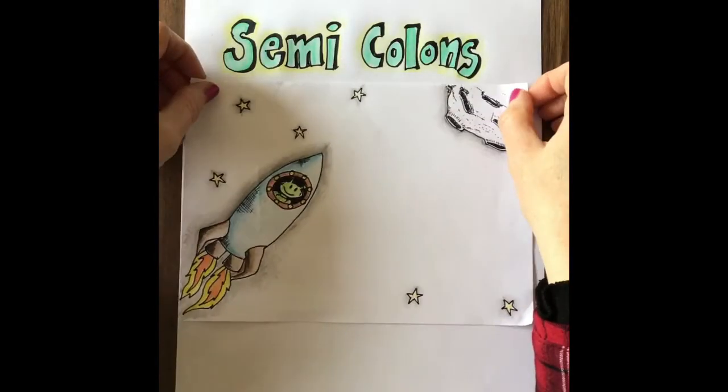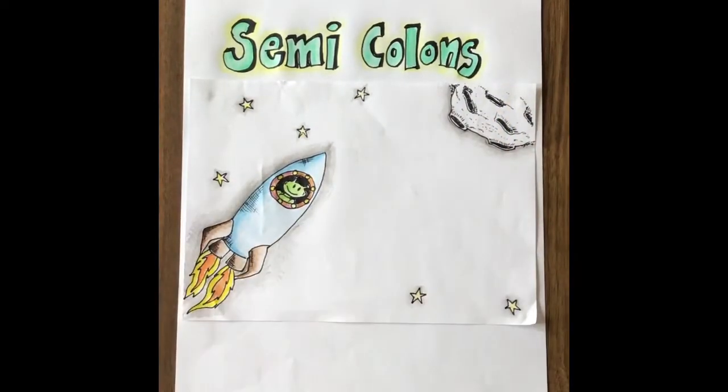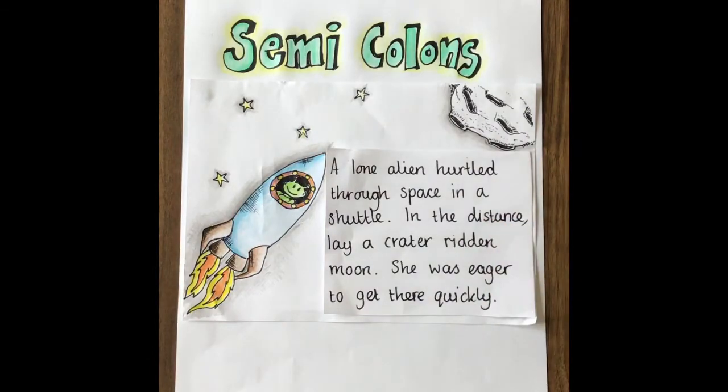Let's have a look at another picture. I've got for you next a mini story. I'm going to show you an extract at a time, and I want you to pause the video after each extract and work out where you think the semicolon needs to go. Here's our first one. A lone alien hurtled through space in a shuttle. In the distance lay a crater-ridden moon. She was eager to get there quickly. Can you work out where the semicolon goes there? Pause, come back and check.